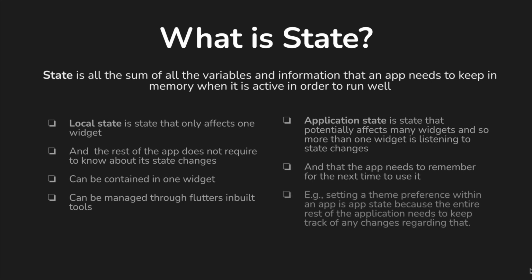So the app needs to remember it for the next time it uses it. A pretty universal example is when you set a theme preference in an app, that is app state. Because the entire application needs to know whether you're in light theme or dark theme, so that you don't switch screens and find that one screen is in light theme and the other screen is in dark theme. So this can make the state a little bit complex to manage.